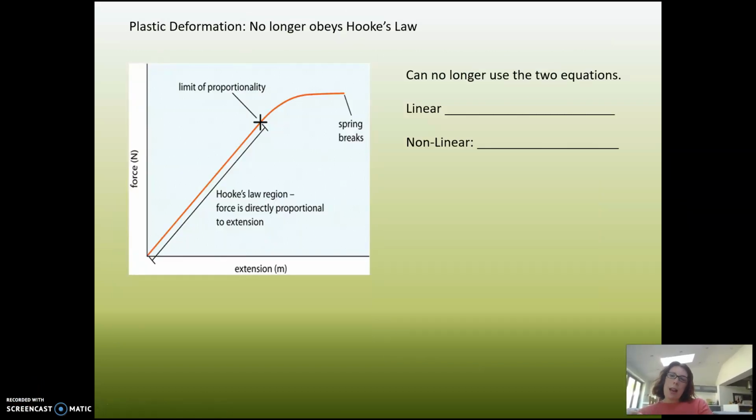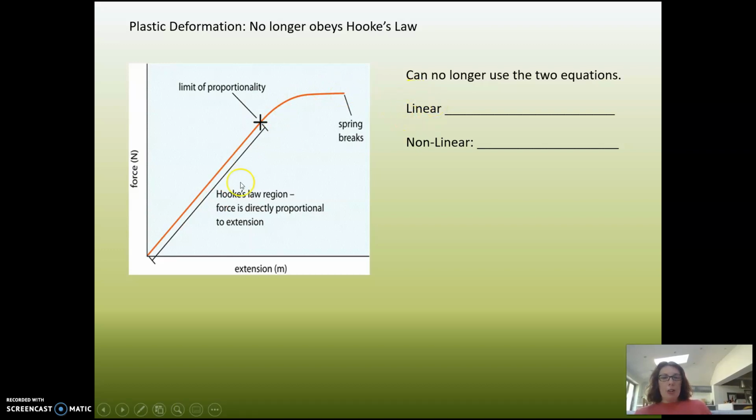Okay, just as the last bit, I have talked about this, but we have a bit at the end of this spring where it no longer obeys Hooke's law, so it's bending. There's the limit of proportionality. This region is where Hooke's law is obeyed, so the force is directly proportional to the extension, so you can apply the equation. After this, where it starts to bend, we call that plastic deformation. The spring will no longer obey Hooke's law, so you don't get this nice straight line. If you were to unload the spring, it would be a longer length than it started. And at some point the spring will actually break.